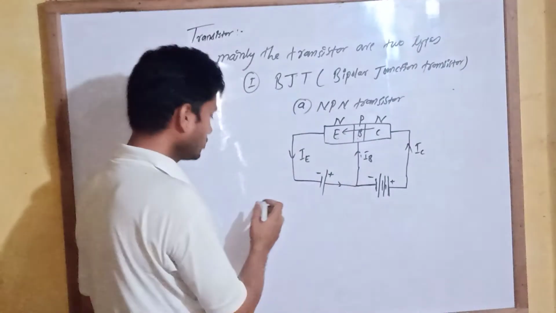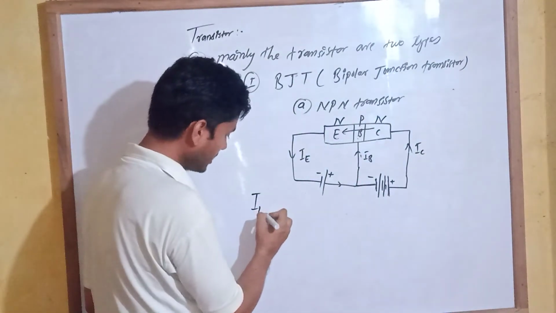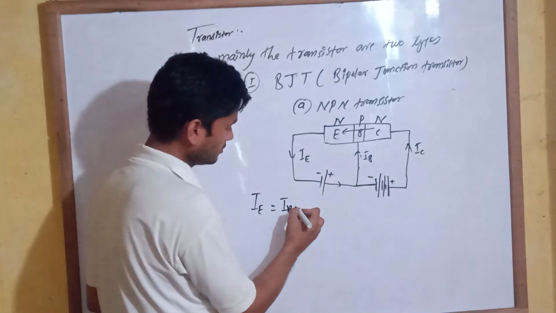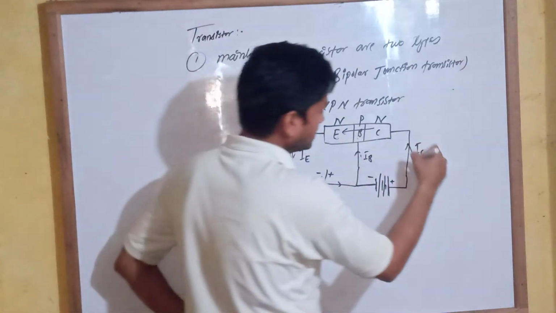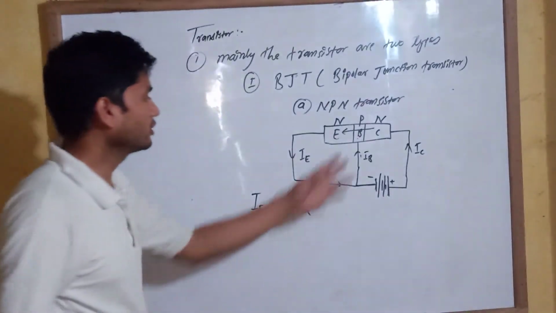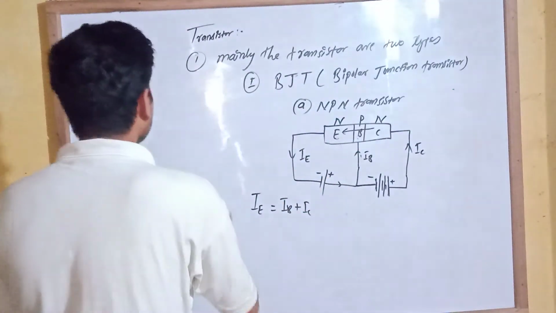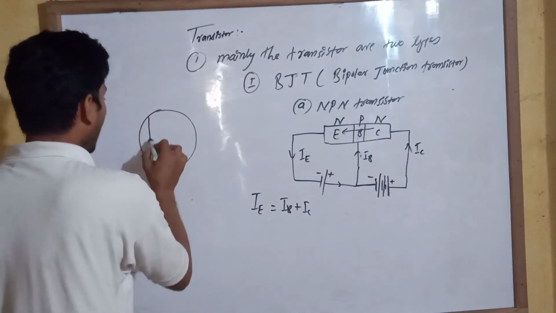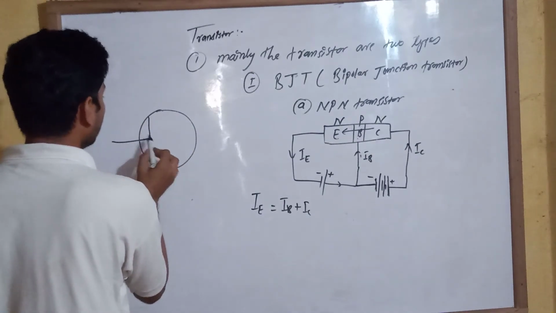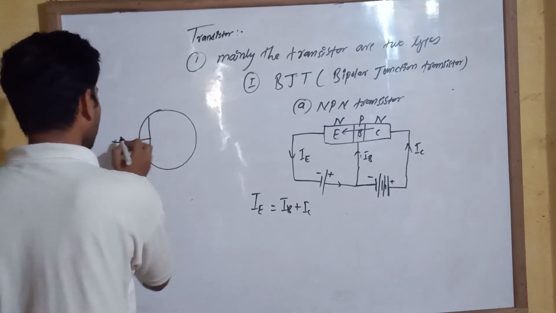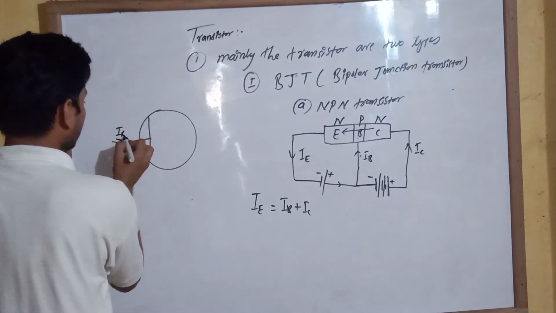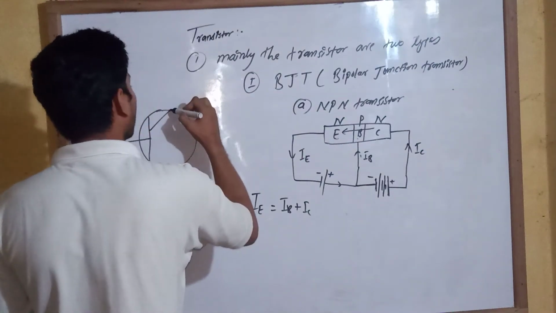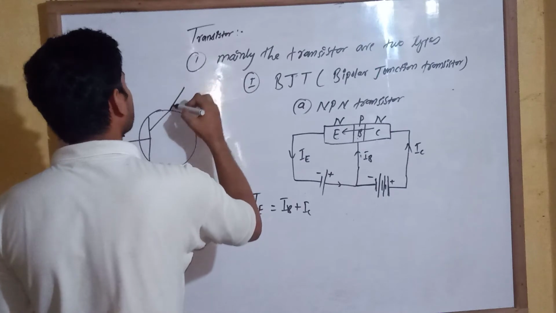the net amount of current is calculated by IE equals IB plus IC. IC means the current flowing through the collector portion. This NPN transistor is also denoted by making a circle like this. This is our base portion, and the current flowing through it is denoted by IB, and this is our emitter portion, and it is represented by this.